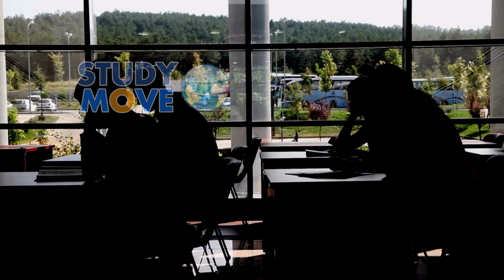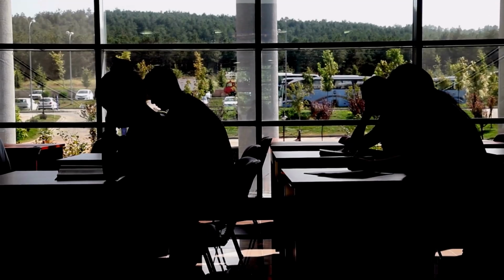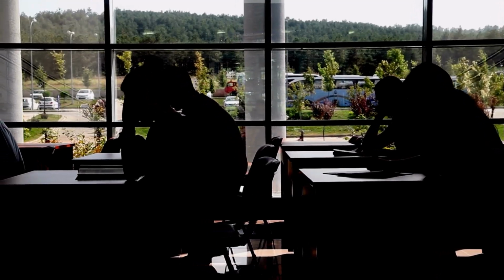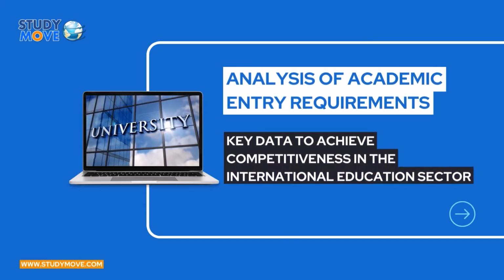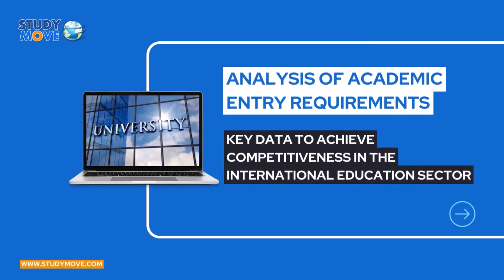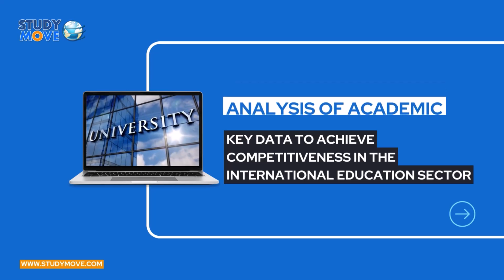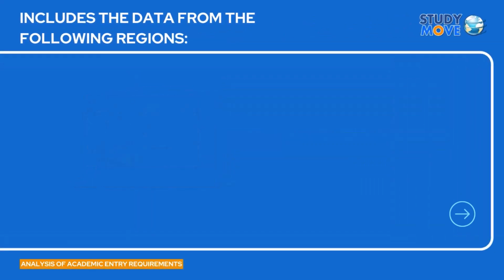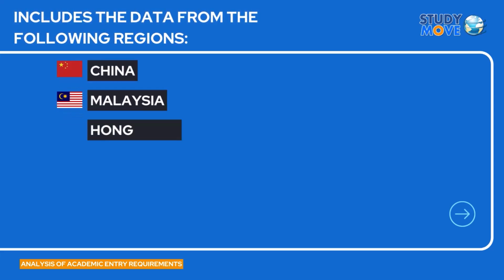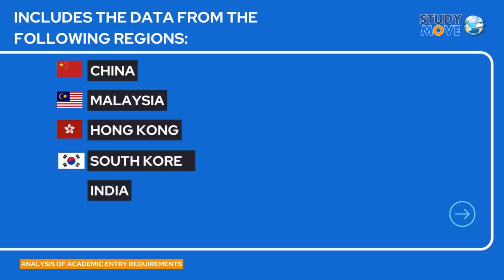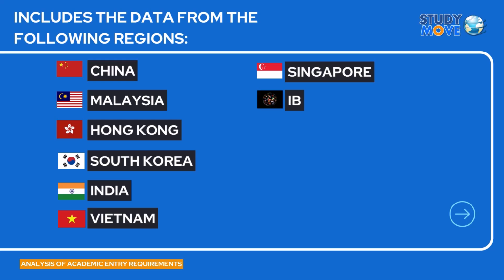Benchmarking entry requirements is crucial for Australian universities striving to excel globally and sustain growth in the competitive international education sector. Our undergraduate entry requirement analysis includes major qualifications from 11 source countries, including China, Malaysia, Hong Kong, South Korea, India, Vietnam, Singapore, the IB, Nepal, Indonesia, and Sri Lanka.